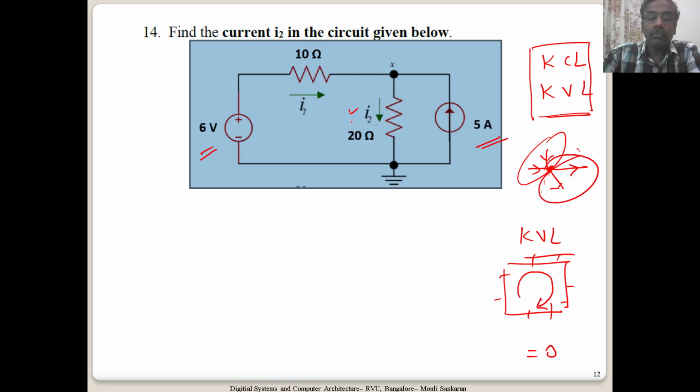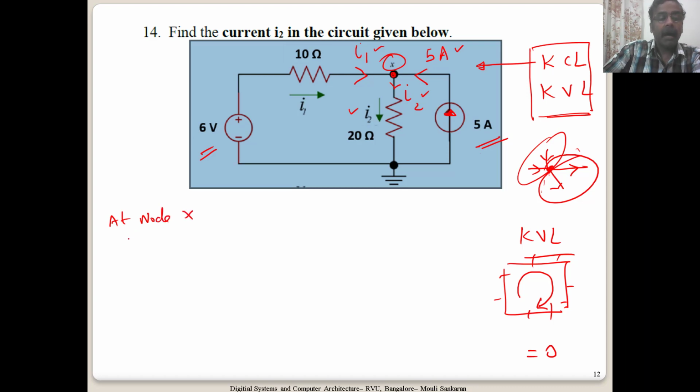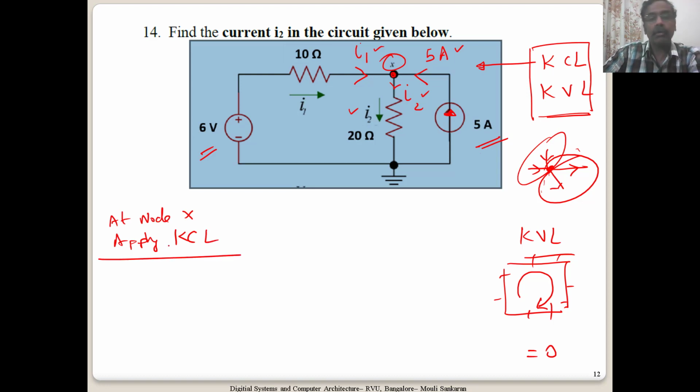Now you are supposed to find the value of I2. You don't know what I1 is, but this current you know. Remember, this is shown as a current source, so it is feeding in the same current, 5 ampere, coming here. I1 is shown outside, but that doesn't mean it cannot be shown here. It is I1. What is shown here is I2. Now you can see that KCL can be applied here, right? What are the currents coming in? I1 is coming in, 5 ampere is coming in, and I2 is going out at this node X. So at node X, apply KCL. Simple. You apply the basic laws, you will be able to solve it.